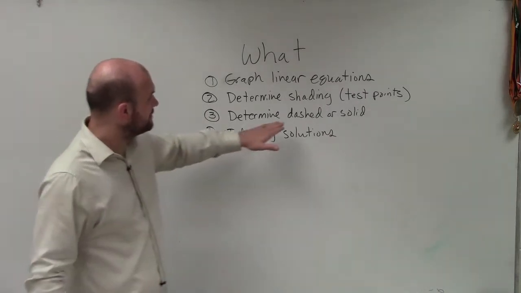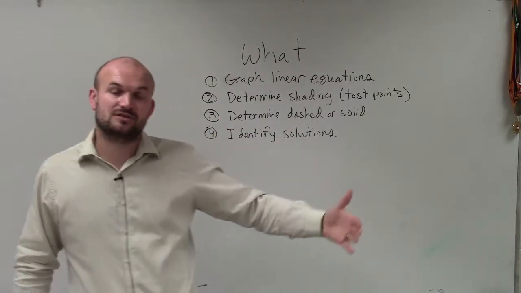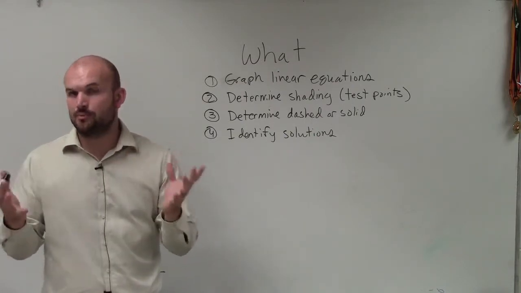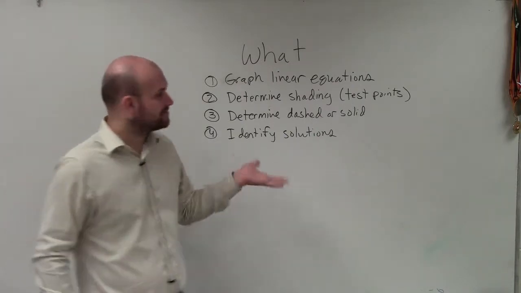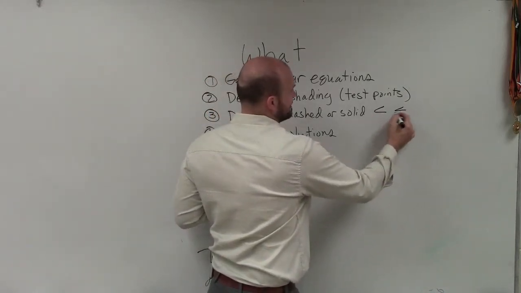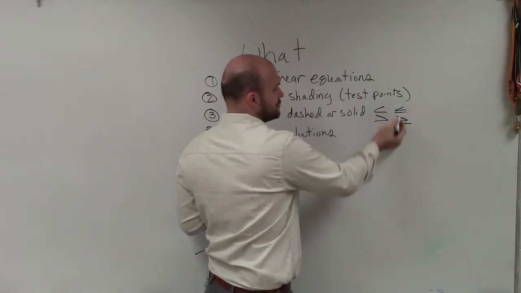We're also going to determine if the line is going to be dashed or solid. If it's dashed, it's not a part of the solution. If it's solid, it is going to be a part of the solution. Kind of like when we had the circles, if they're closed or open. The exact same idea, and that's really based off of our inequality symbol. If it's less than or equal to, greater than or equal to, those are solid lines. Where it's just less than or greater than, these will be dashed lines, these will be open lines.